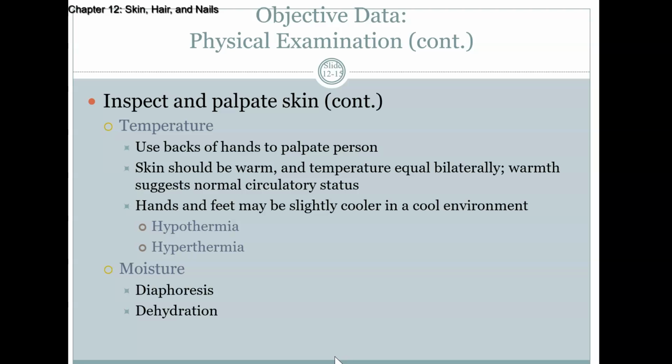When you inspect the person with a feel, you use the back of your hands to palpate, and that helps you assess the temperature and their circulatory status. You're assessing whether they have hypothermia or hyperthermia. One is cool and one is hot; hyper is heat. You want to see whether the person has diaphoresis or dehydration.